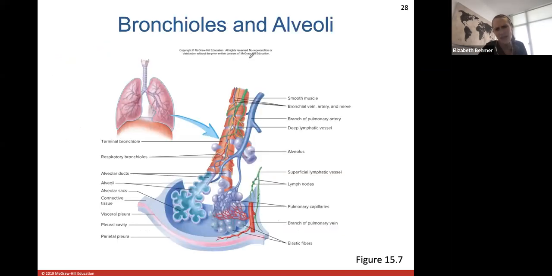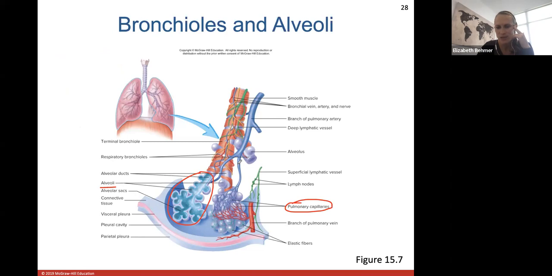So here's just a look at how we see these bronchioles ending in these alveolar sacs. So these alveoli and alveolar sacs, they're kind of these clusters of grapes, I like to call them, and they're covered with capillaries, and you can see those capillaries shown here.